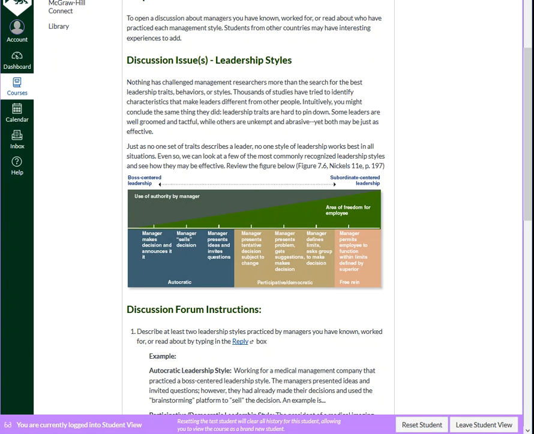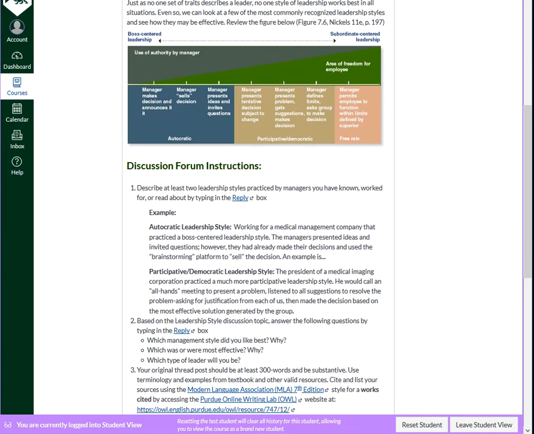Ranging from the left side here, a very autocratic type of leader, where they make all of the decisions and announce it. They sell the decisions, they present the ideas and invite questions, but they really don't actually do anything. If questions are asked, they don't share. Then we have the participative democratic type of leader and the free rein type of leader. You'll read in more descriptive terms in the textbook about these different types of leaders.